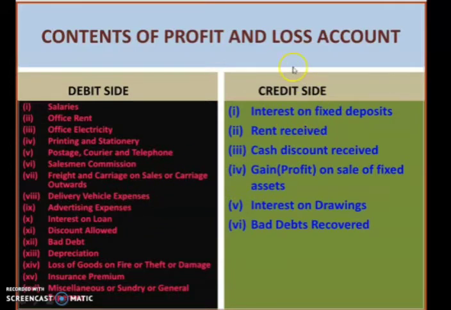Next, on the credit side of profit and loss account, you can see interest on fixed deposit, rent received, cash discount received, gain on sale of fixed asset, interest on drawings, bad debts recovered. So all the incomes and profits you can see here are recorded on the credit side of profit and loss account, and on the debit side all the losses or expenses are recorded.